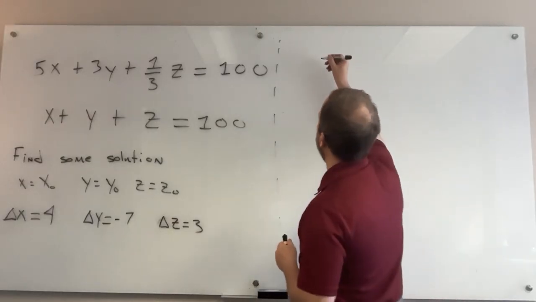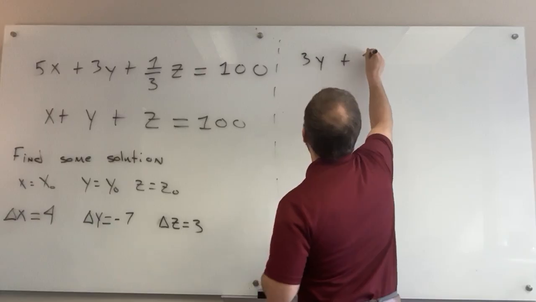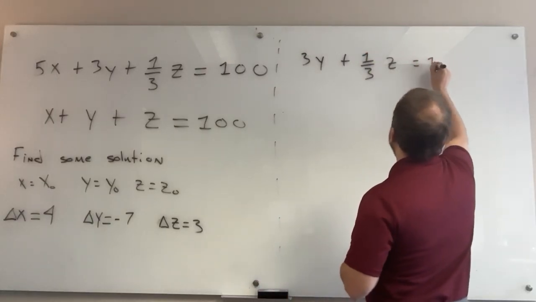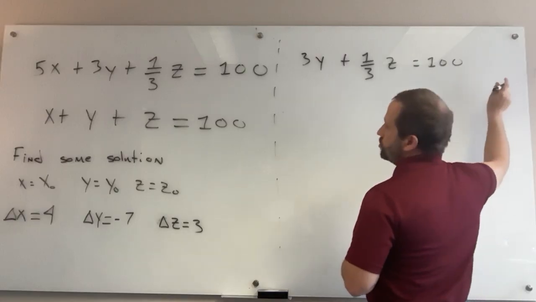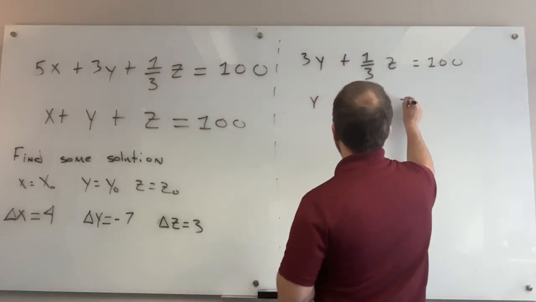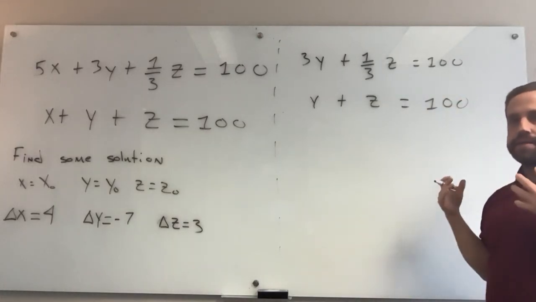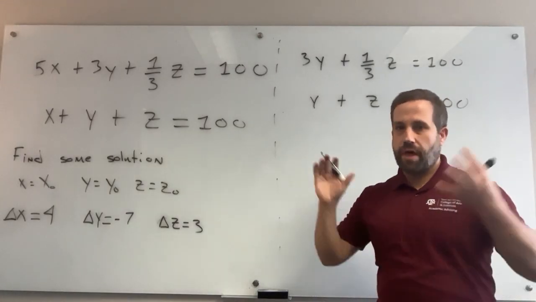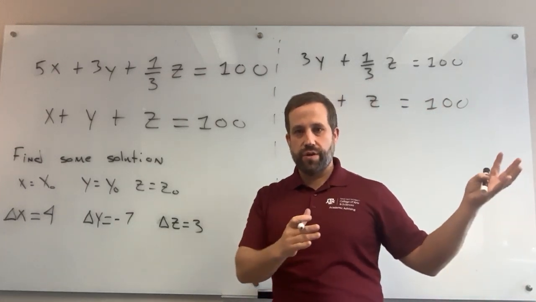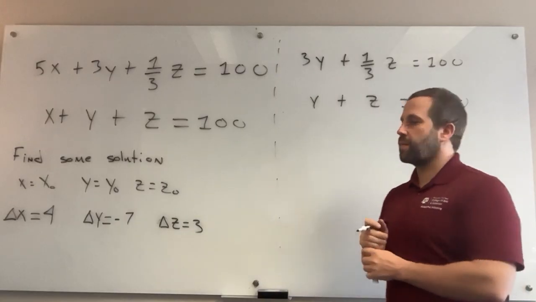So then we're going to have 3y plus 1/3 z equals 100, and then we're going to have y plus z equals 100. And again, they know how to do Gaussian elimination. Obviously, they didn't call it Gaussian elimination. Gauss was way after what they were doing. But again, just because that's what I'm used to, that's what I'm going to call it.